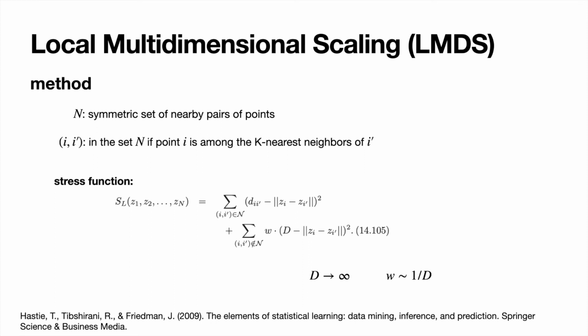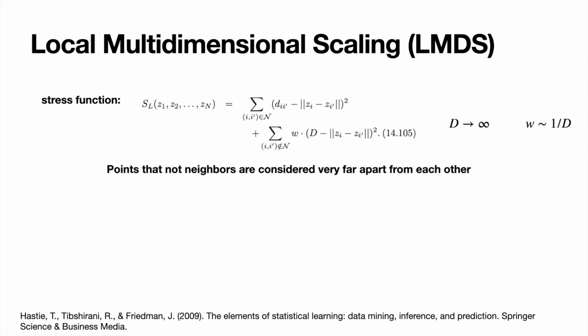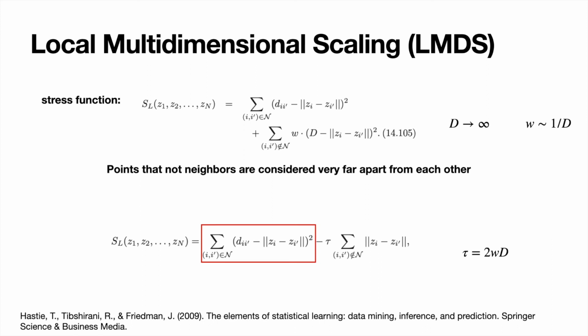So what's the difference of LMDS and how can it affect the scaling? Generally, the points that are not neighbors are considered very, very far away from each other. So after the transformation, the stress function can look like this. The parameter tau in the second part equals 2 times omega times D, which can adjust the distances between points that are non-neighbors.